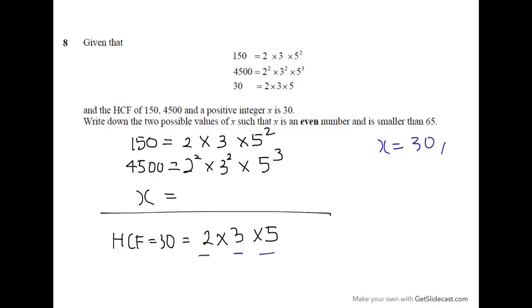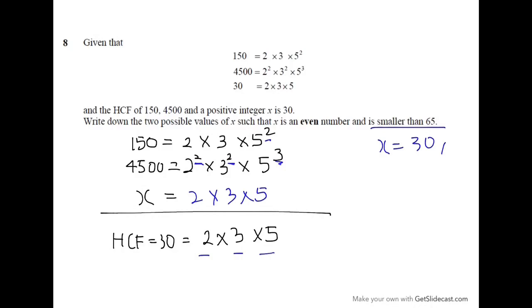Now, in this case, we already know that x must have 2 times 3 times 5, but we need to find other possible values where we can consider values where there will be 2 square, or 3 square, or 5 to the power of 2, or 5 to the power of 3. Now they want x to be an even number, so we add on to this number 2 times 3 times 5, which is already an even number. But our next condition is that it must be smaller than 65.